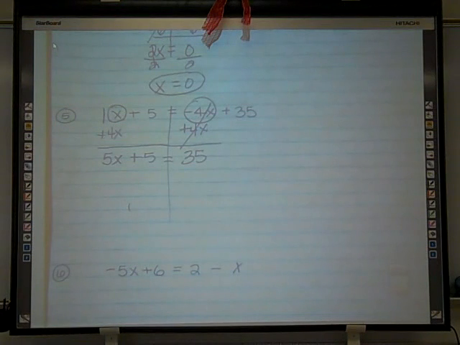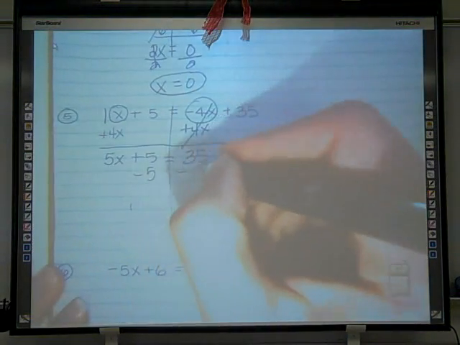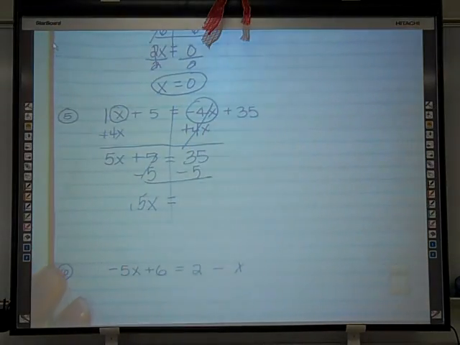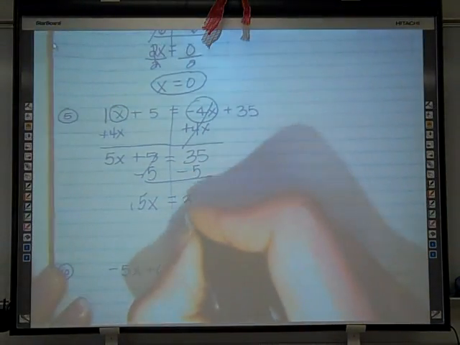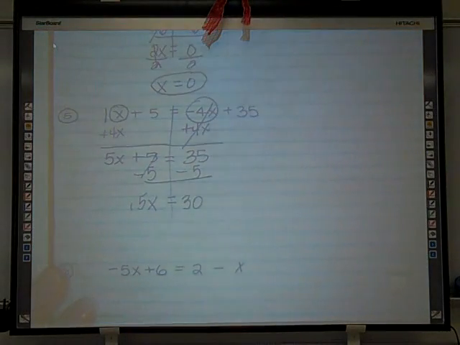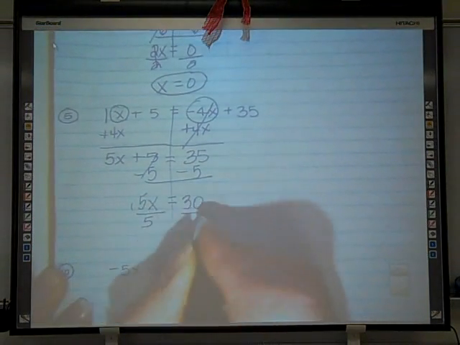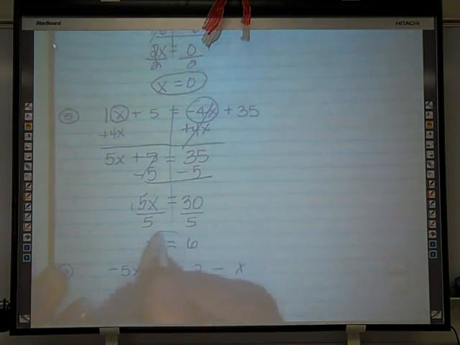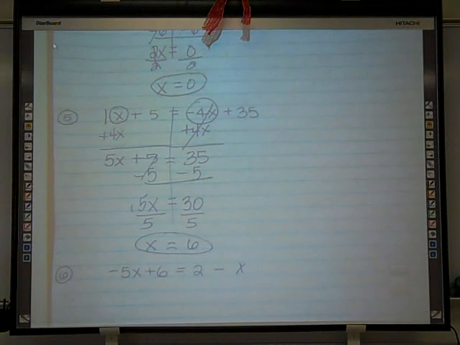Now it's okay if you took the 1x to the other side by subtracting. That's okay. You're just going to be going into the negatives, but you should still get the same answer. Now we're going to subtract 5x from both sides. So we're left with 5x equals 35 minus 5, which is 30. Last step, divide both sides by 5. So x is equal to 6. And you should have gotten that answer if you did it the other way as well.